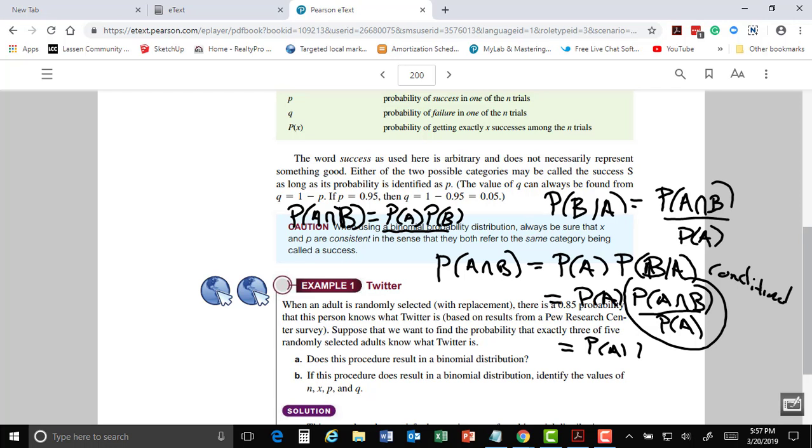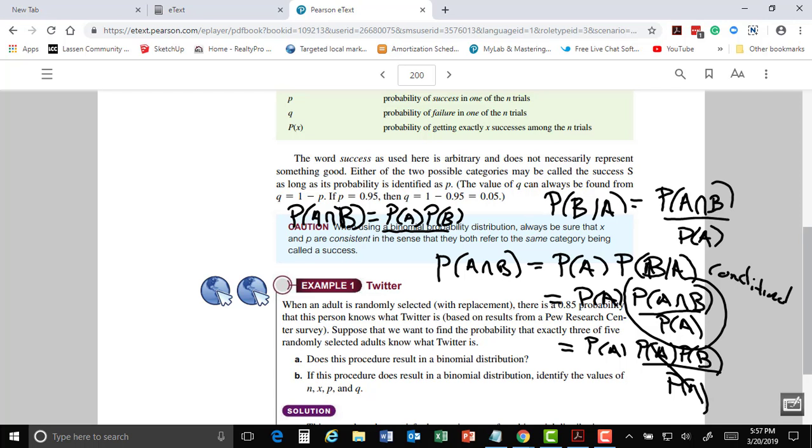I know I can write that as the product of P of A times P of B. You see it? But it's divided by P of A. And guess what that comes out to be? Just P of A times P of B, because they weren't conditional. In fact, they were independent. But if they're not, you're going to have to find the probability of the intersection. You can't separate it out as a product of two.